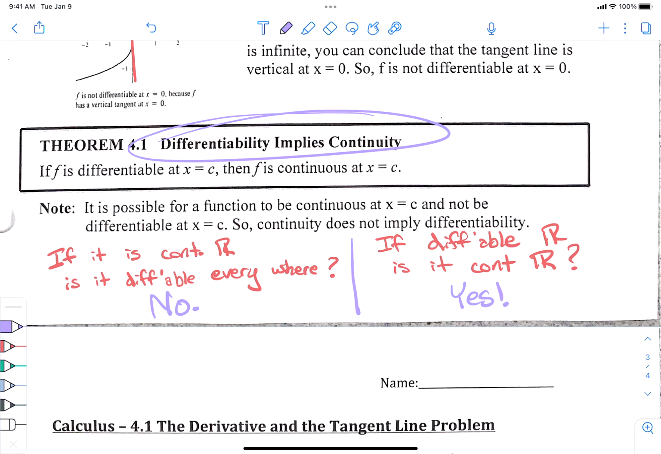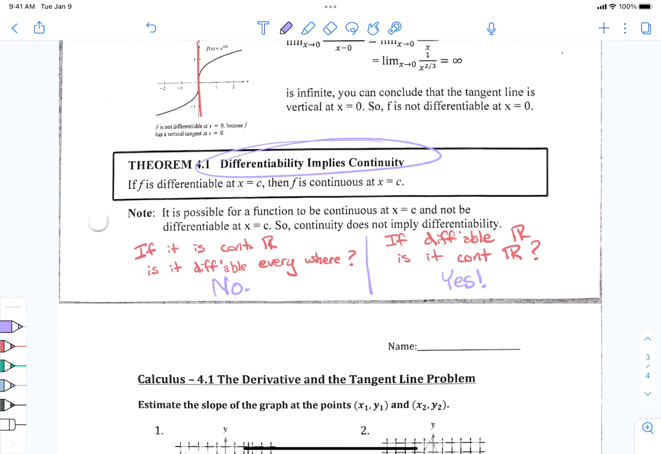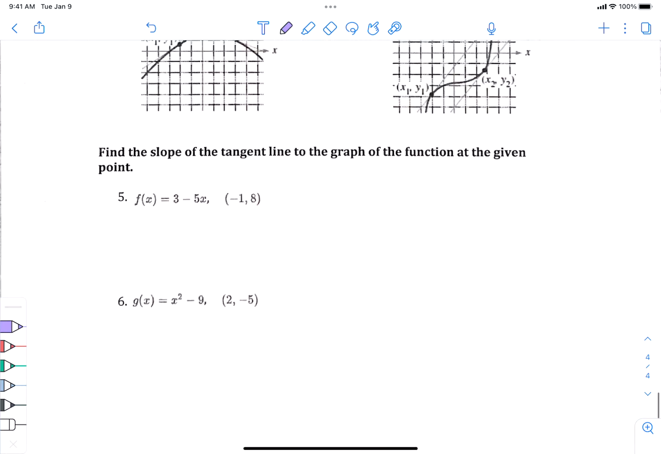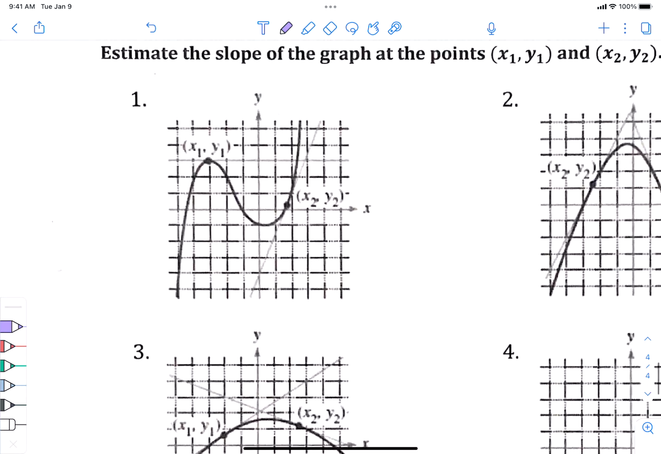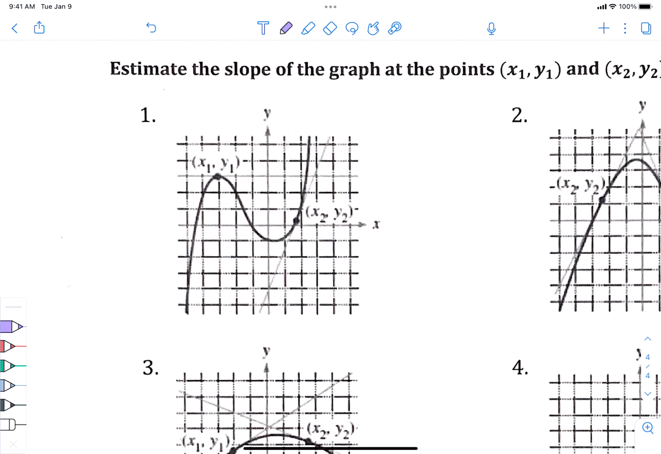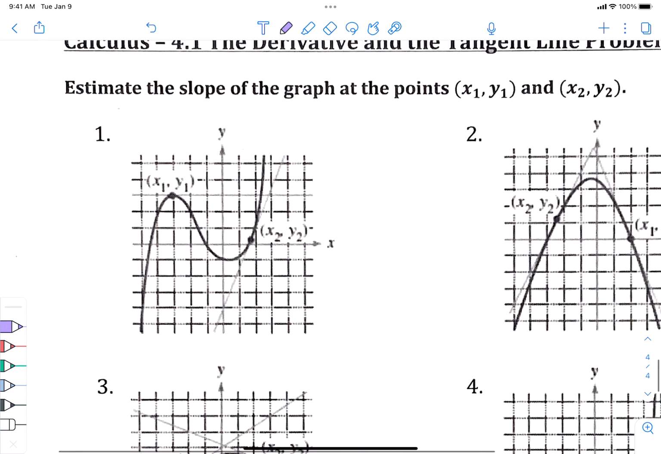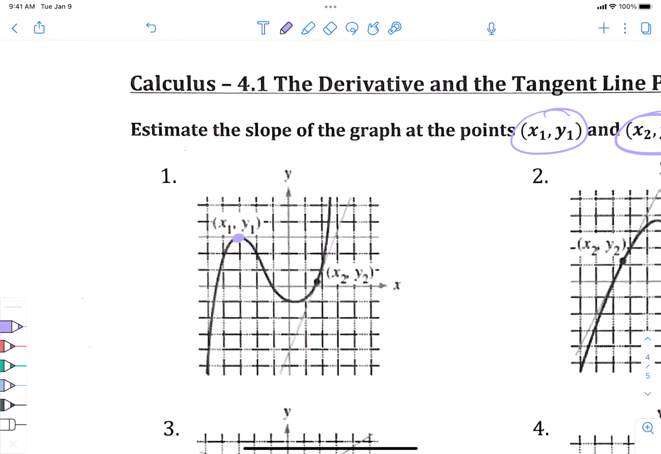Okay, that was a lot of information. Holy cow, that's a lot of information. Let's go down to the examples. These ones are a little bit easier, 1, 2, 3, 4 especially. They want you to estimate the slope at these 2 points. You're going to have 2 slopes. This dot right here, what's the slope of its tangent line? Let's draw the tangent line first. What's the tangent line going to look like?